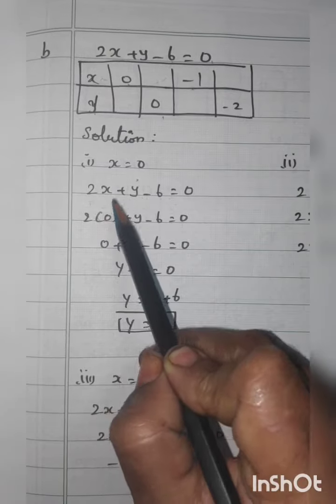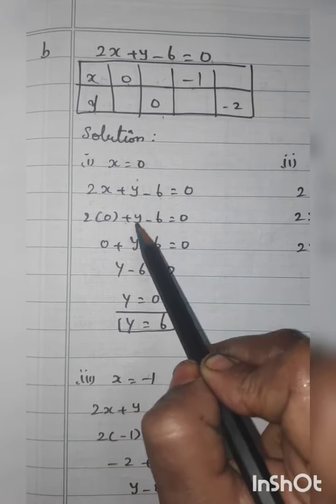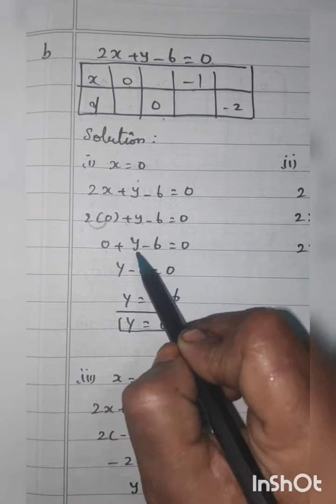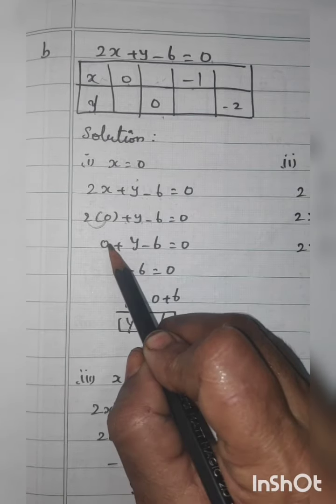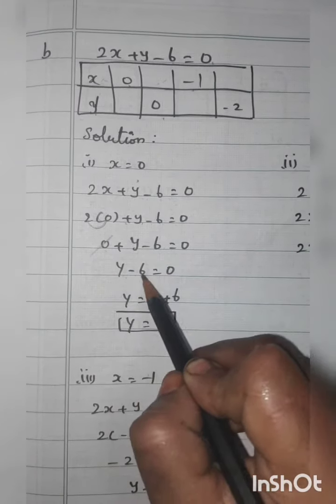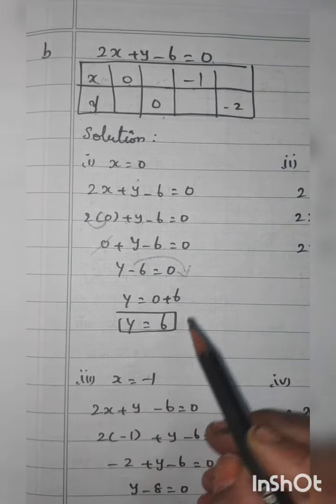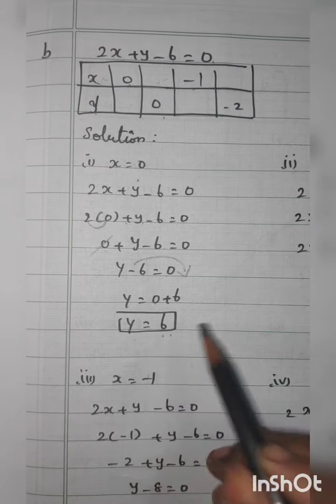To start, the bracket, x value equal to what is the value? 0. Next, plus y minus 6 equal to 0. 2 into 0, 0 plus y minus 6 equal to 0. Now y minus 6 equal to 0. Y equal to minus 6, right side change into the plus symbol. 0 plus 6 equal to what is the answer? 6. Y equal to 6.